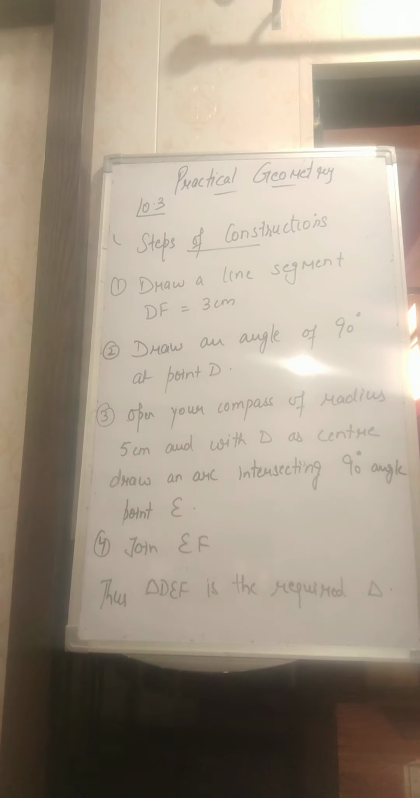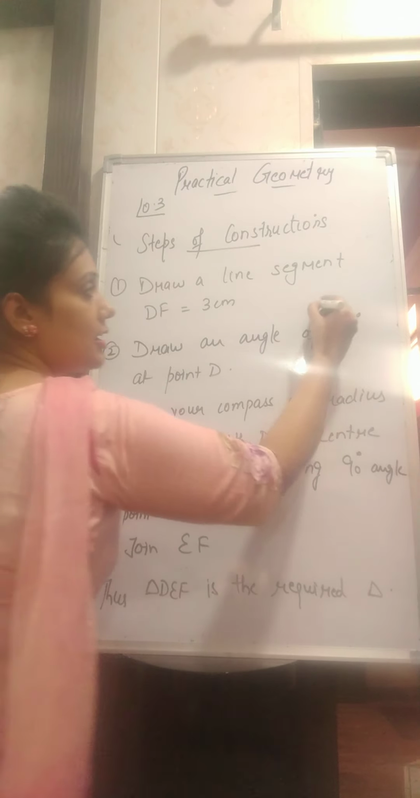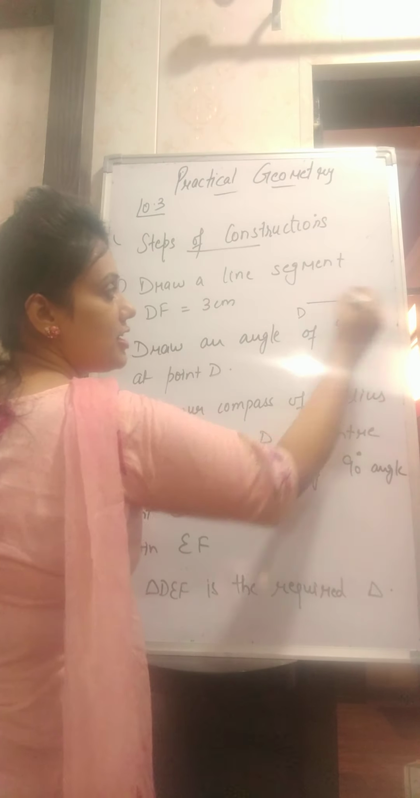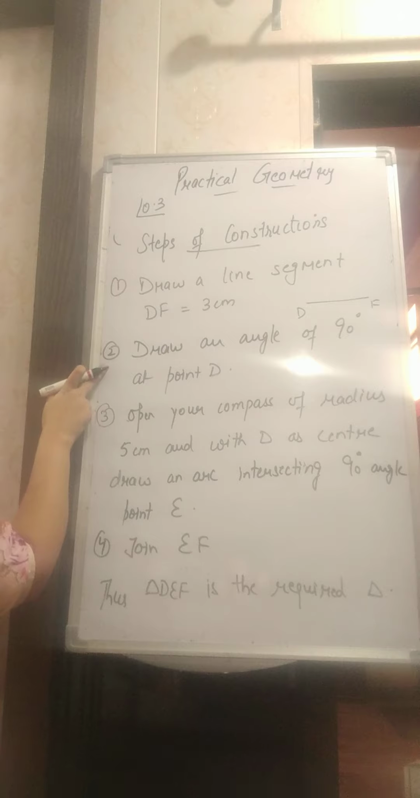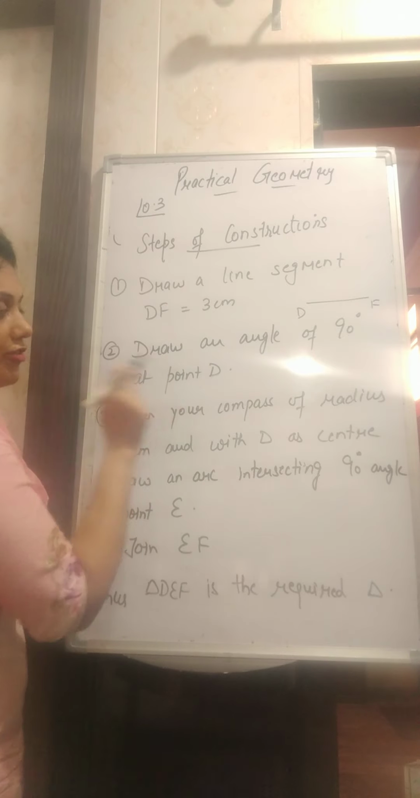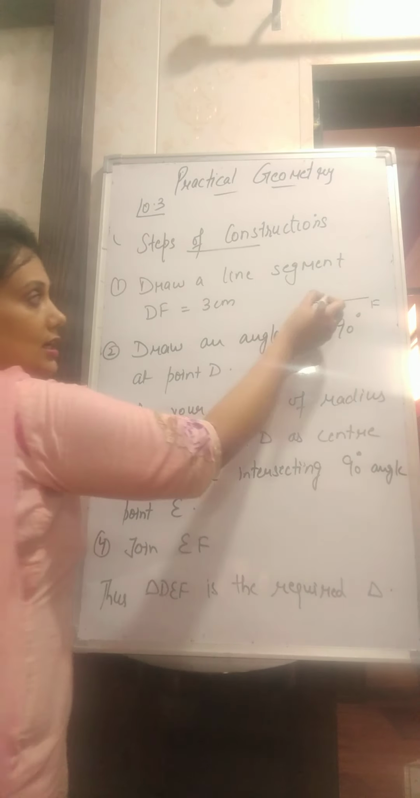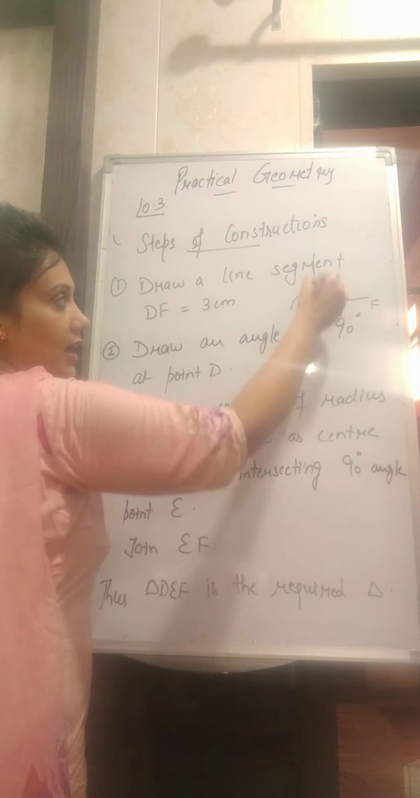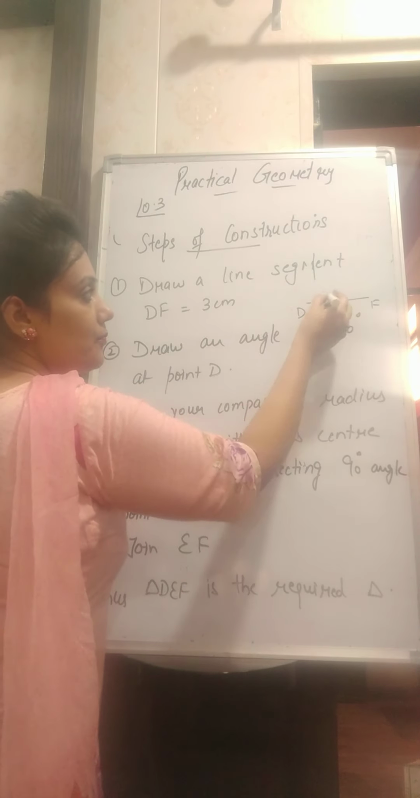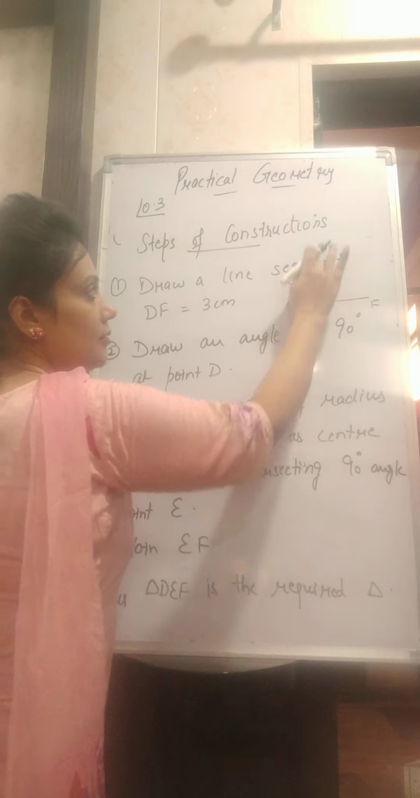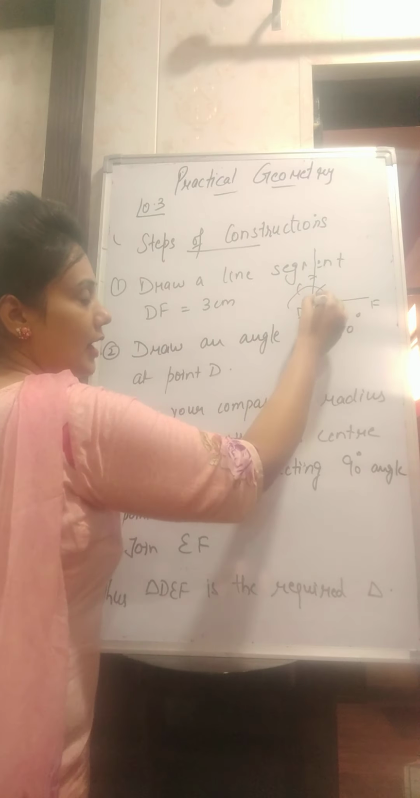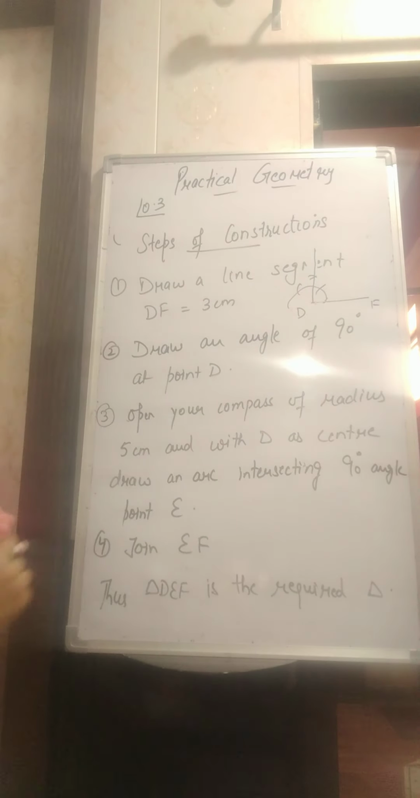We will discuss it once again. First of all, you have to draw a line segment DF of 3 centimeter. Then second point, draw an angle of 90 degree at point D. That I have told you. You have to make an angle of 90 degree, right? 90 degree angle at point D.